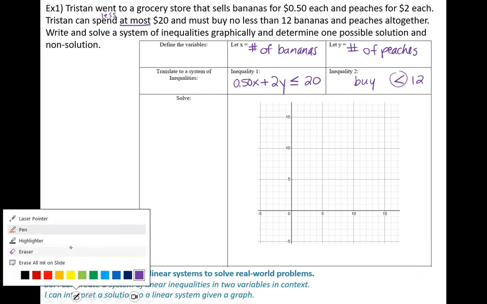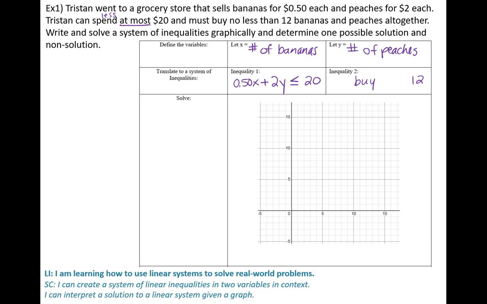Can I equal 12 exactly? So let's take a look. It says must buy no less. So if I'm buying no less, that means I'm actually buying more. I can't buy less, I have to buy more. So I'm going to buy more than 12, but it says no less than 12, which means I could buy 12 exactly. So this is going to be greater than or equal to.